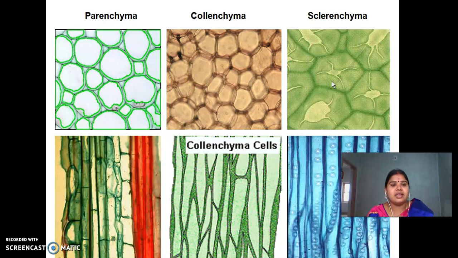Okay. So understand, these are the shapes and sizes of the three simple permanent tissues. In the exam, I will give only the picture. You have to write the name of the tissues. Understand? Shall we go for the next slide?